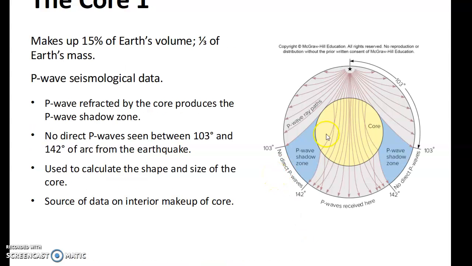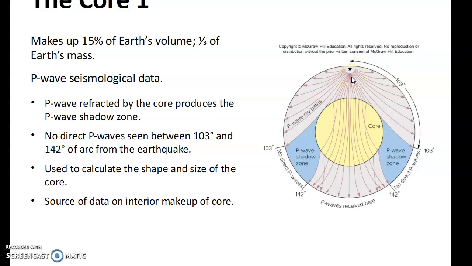The core, right here at the very, very center of the Earth, makes up 15% of the Earth's volume, 1/3 of the Earth's mass. So it's a very, very dense unit here. Okay. And then if you have the P wave seismological data, the P wave is refracted by the core, produces P wave shadows. Okay, no direct P waves seen between 103 and 143 degrees of the arc of the earthquake. So something happens right here.